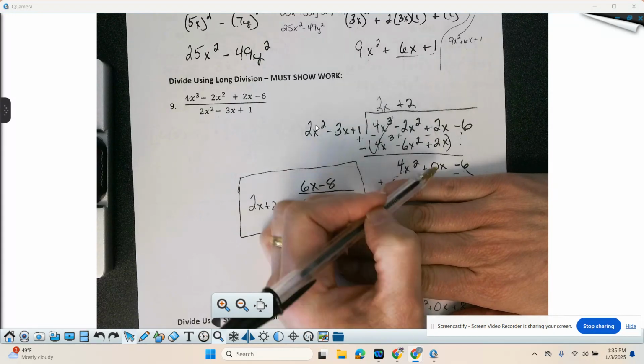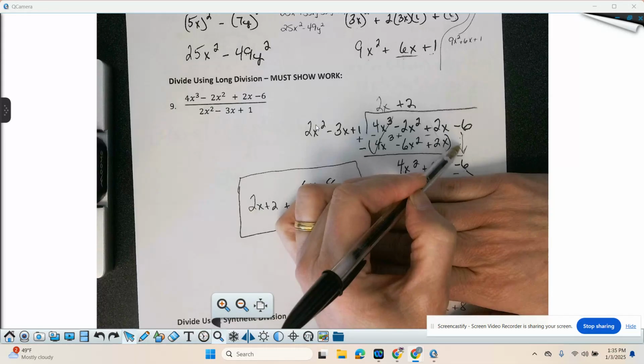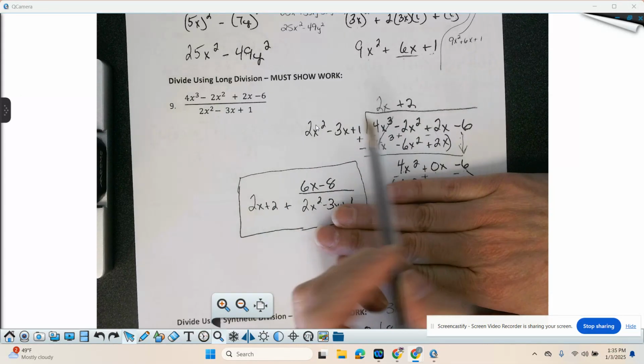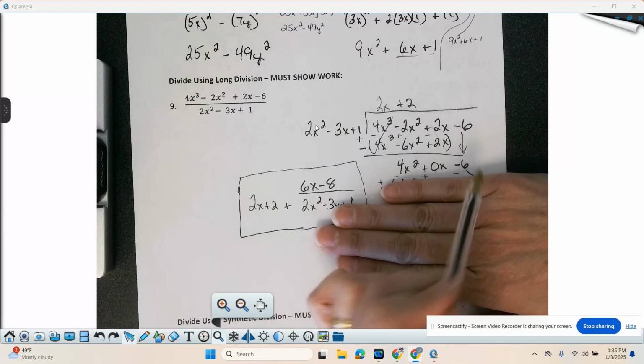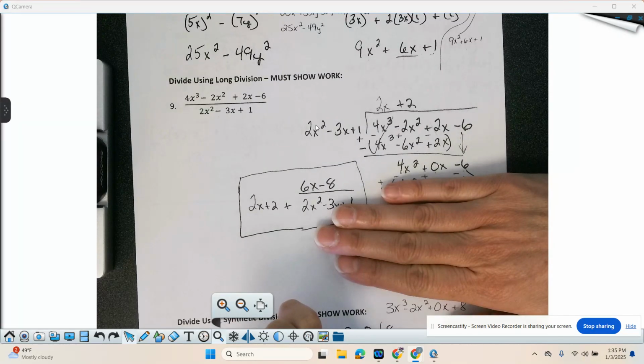I'm going to put the 0 in there as a placeholder, and then I'm going to bring down that negative 6. Notice that I didn't change that sign because it wasn't in the parentheses. That's something that just comes down on its own. Then we start all over again.